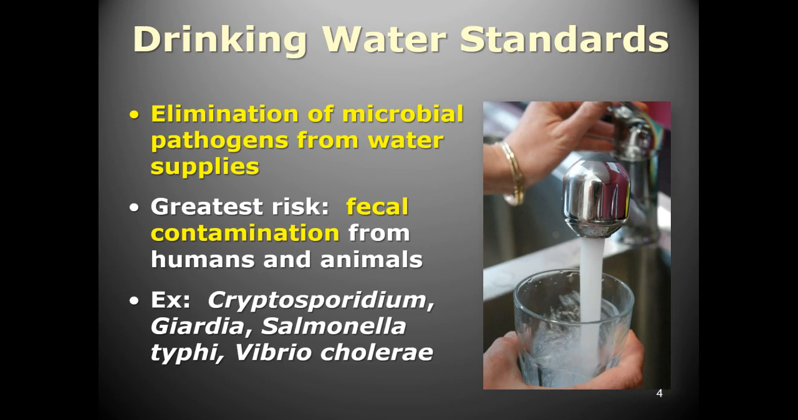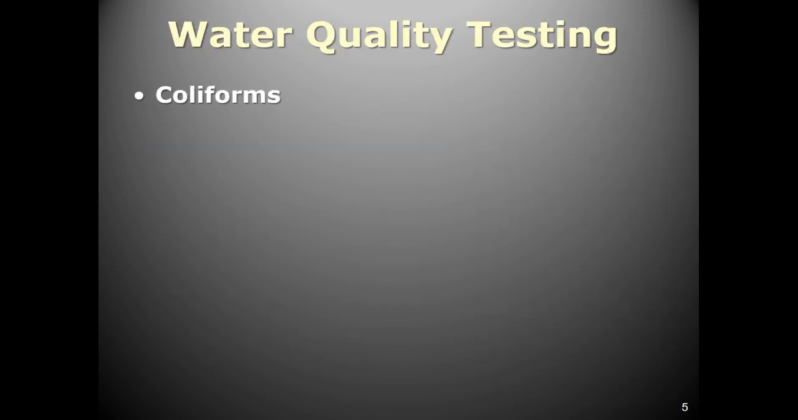Some examples of the organisms that we would find in feces include Cryptosporidium, Giardia, Salmonella, and cholera. You may have heard some of these, some of them you may not have. Cryptosporidium causes a diarrheal disease that can last for a couple of weeks. Giardia, not diarrheal disease, but different manifestation than Cryptosporidium. And then, of course, cholera is a diarrheal disease, but it's so severe that a person can come down with it and die within a day. So we definitely want to reduce the risk of or eliminate fecal contamination from water.